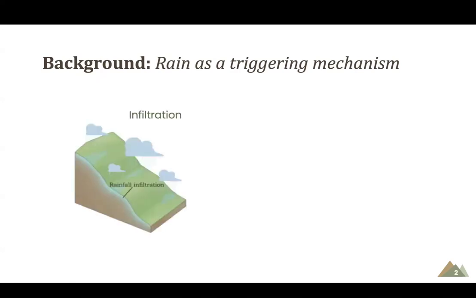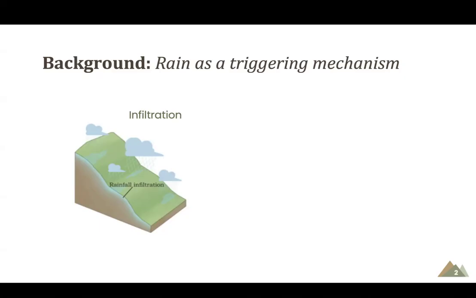You can have infiltration-triggered landslides. In this context, you have rainfall, and it comes down and increases the soil moisture of a slope, increases the pore water pressure, and that can lead to decreased slope stability. Then eventually, if you have a trigger, and that can come in the form of another precipitation event, then you can have slope failure and a landslide that occurs.